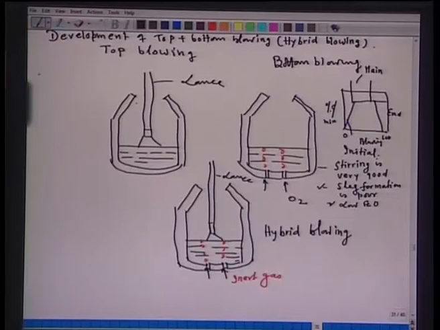Now, in case of top blowing, carbon and phosphorus can be removed simultaneously. That is one particular advantage. Second advantage is the control of slag formation.